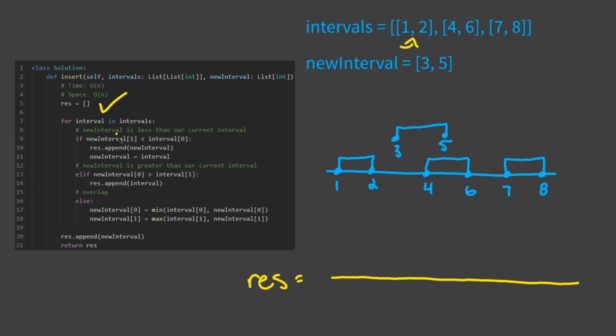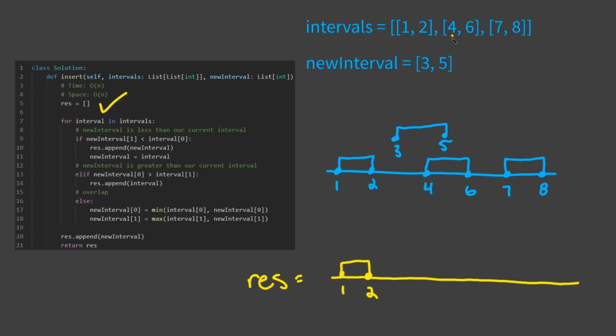So now we check, is the new interval less than our current interval? So let's see, is the end of new interval less than the start of our current interval? No, because the end of our new interval is 5 and the start of our current interval is 1. So now we check this else if statement, and we check if new interval is greater than our current interval. So let's see, is the start of our new interval, 3, greater than the end of our current interval, which is 2? Well, that's true. So now we're just going to append our current interval to our result array.